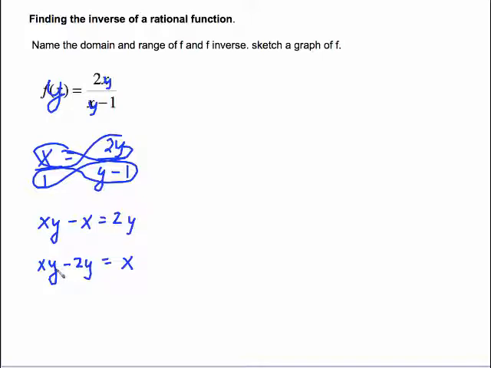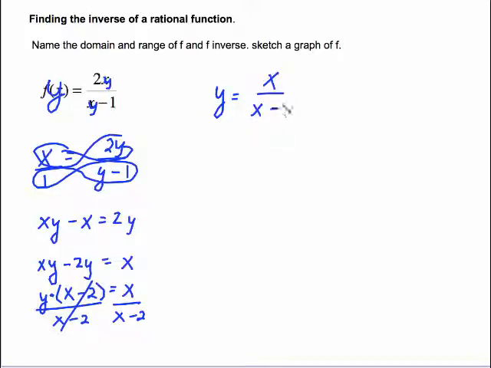Y is on the left side. It is written twice. I need to have it written once, and the only way to make that happen is to factor out a y, which is a good thing because this is y times this binomial. To get that y alone, I need to divide both sides by x minus 2. So that gets rid of the x minus 2. The y is standing alone, and now I have x over x minus 2. And my inverse notation says x over x minus 2.